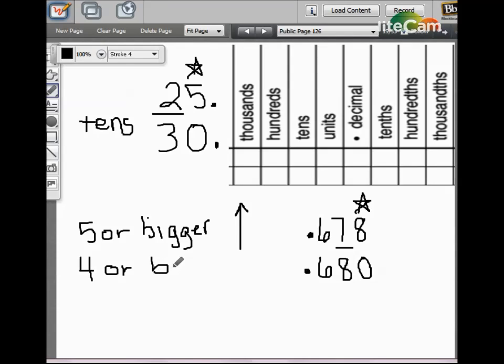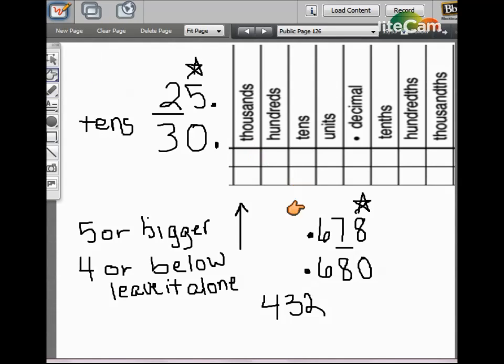So now let's do one with 4 or below, because these are the numbers that we're going to leave alone. If you have a 4 or below as your star number, your number is not going to go down. It's going to stay the same. You're going to leave it alone. So let's look at one. If I want to round the number 432, and I want to round it to the hundreds place, I can see I have a decimal point, then my ones, then my tens, my 4 is in my hundreds place.